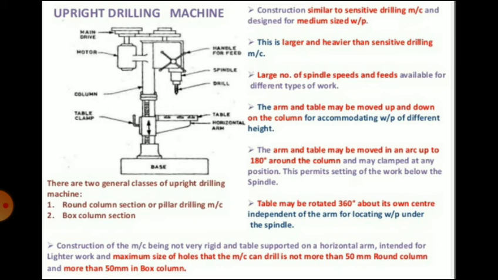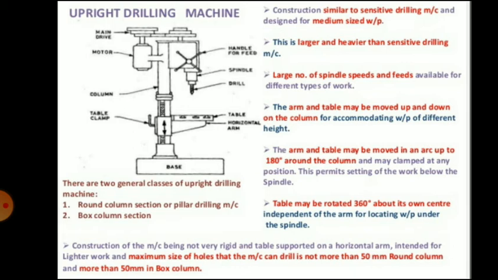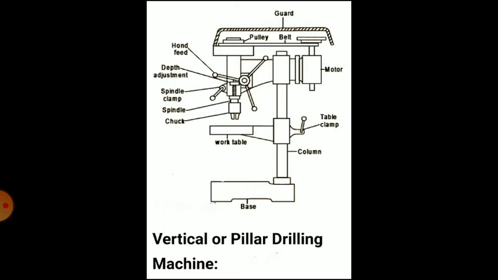There are two general classes of upright drilling machine. The first type is the round column section, which is also called a pillar drilling machine. The second type is the box column section, which is called an upright drilling machine. So the first machine, with the round column section, is the pillar drilling machine.